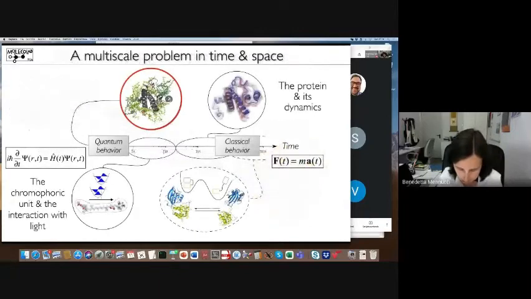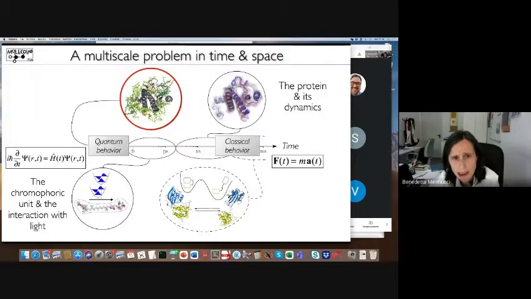And the problem of modeling the effect of light on these proteins is complicated because it is a multiscale problem in space and time. So in space is clear because you have the different scales. You have the scale of the chromophoric unit. You have the protein, and then you have the environment around.